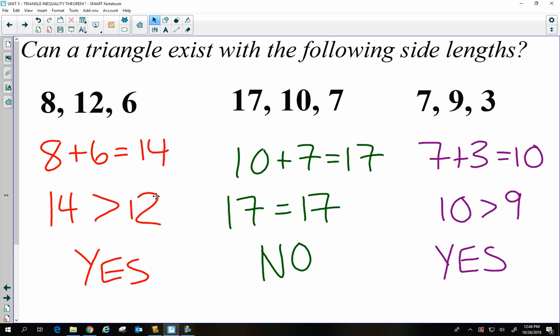So it turns out I could build this first one because the two smaller sides added is bigger than 12, the biggest side. Here I can't build. The one in the middle I can't make because the two smaller sides added is equal to the third side, and that doesn't follow the rule. And again, I could build the last one. The two smaller sides added together is bigger than the third side, and so I could make a triangle.